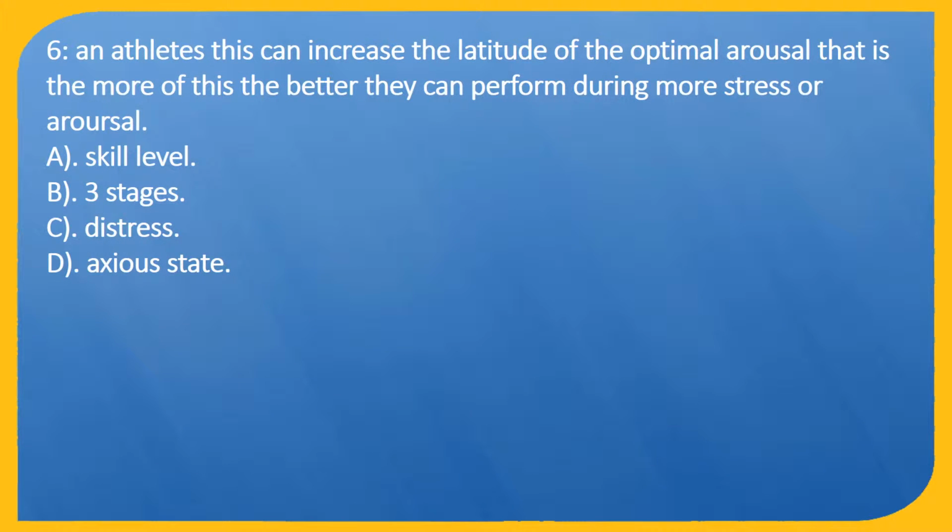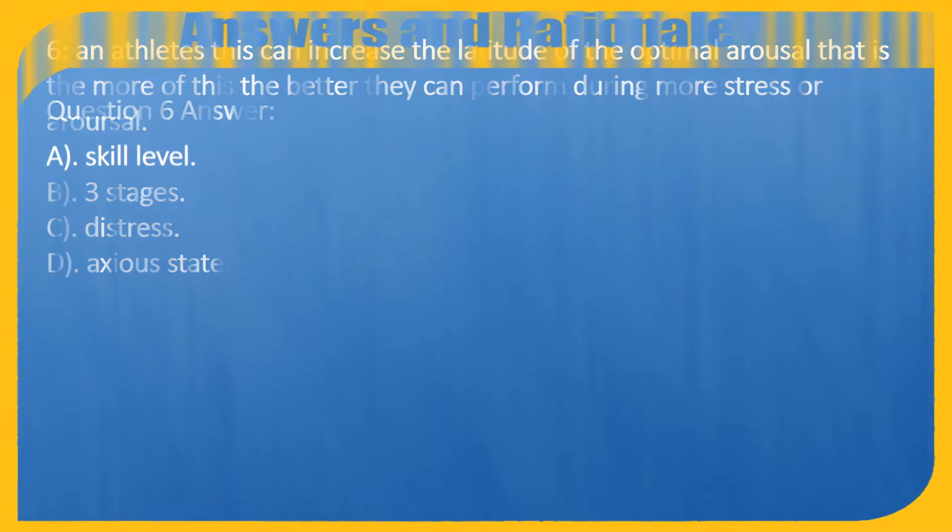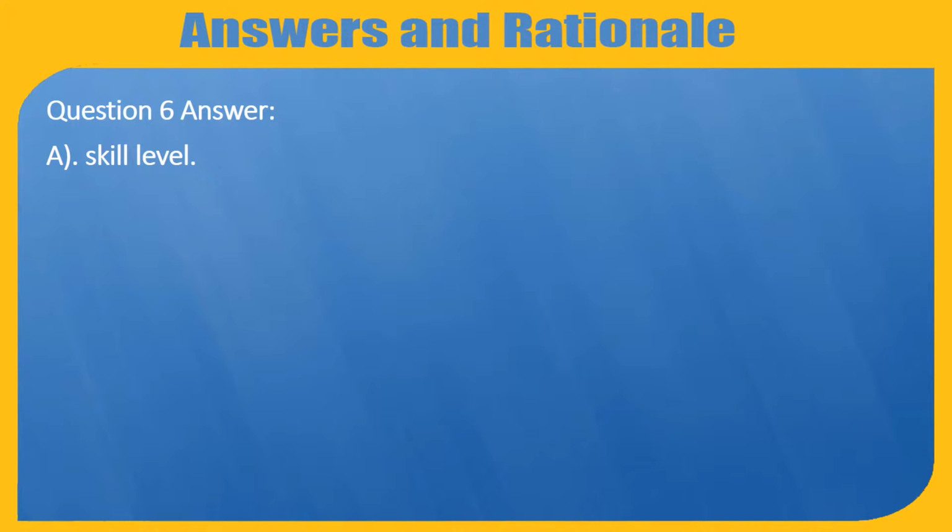Question 6: an athlete's this can increase the latitude of the optimal arousal, that is, the more of this they have, the better they can perform during more stress or rehearsal. A. Skill level. B. 9 stages. C. Distress. D. Anxious state. Question 6, answer A. Skill level.